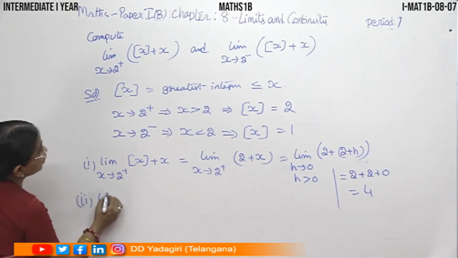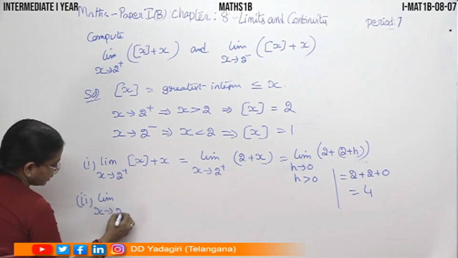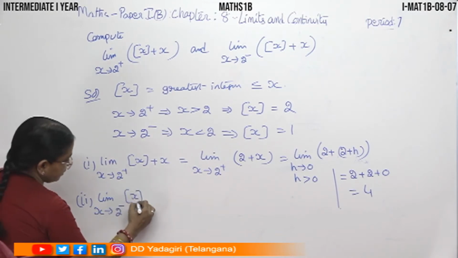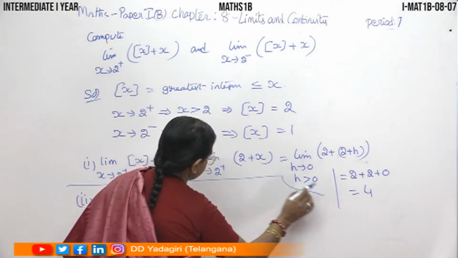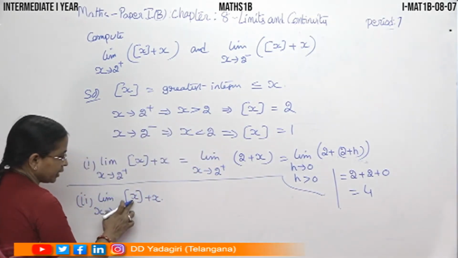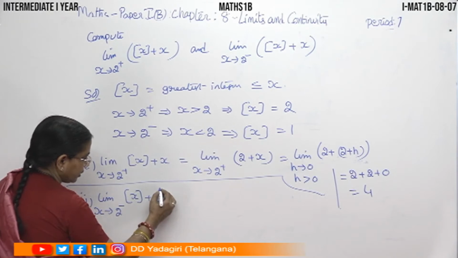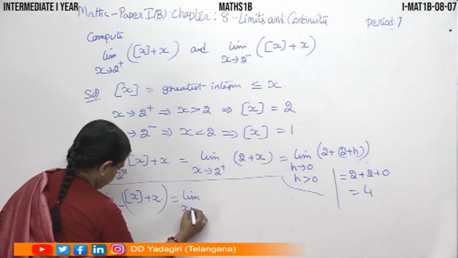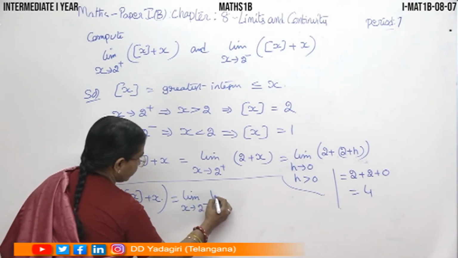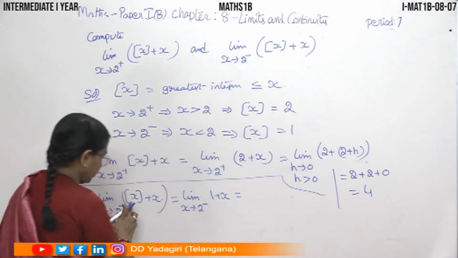Limit x tending to 2 minus of step x plus x. So when it is 2 minus, the step x value, the bracket value, is 1. So it is limit x tending to 2 minus of 1 plus x. Its value is now 1.